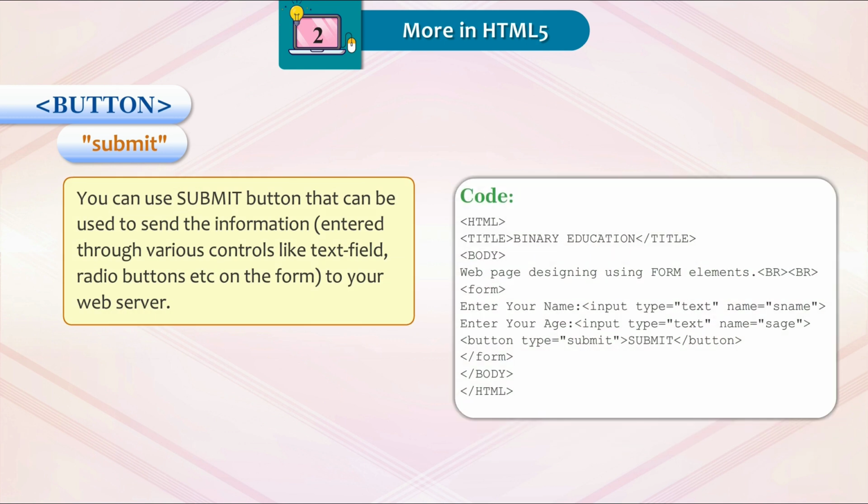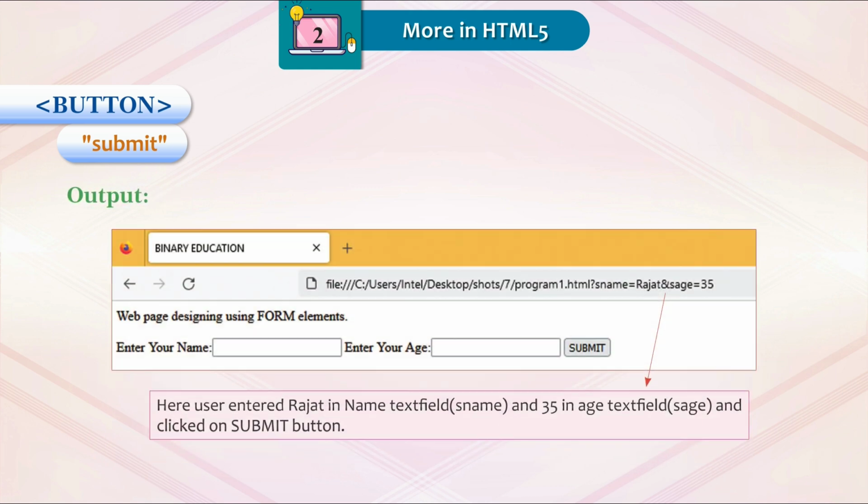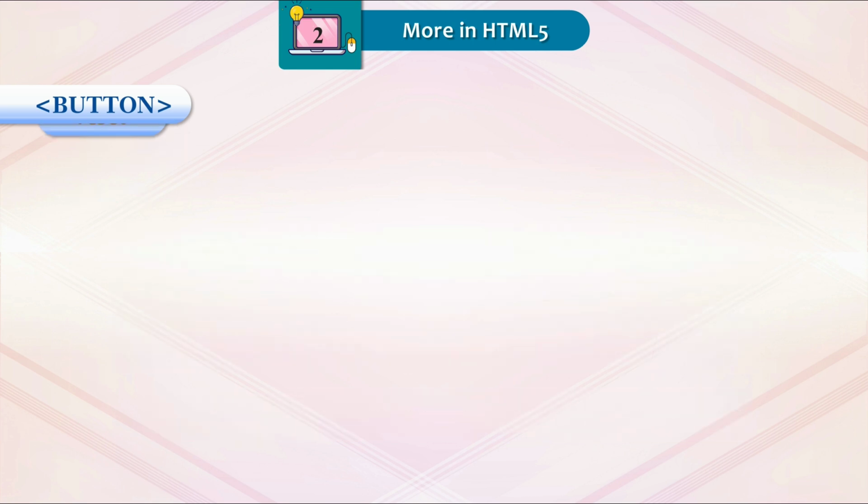Submit. You can use a submit button to send the information entered through various controls like text fields, radio buttons, etc. on the form to your web server. Code. Output. Here the user entered Rajat in the name text field, as name, and 35 in the age text field, as age, and clicked on the submit button.